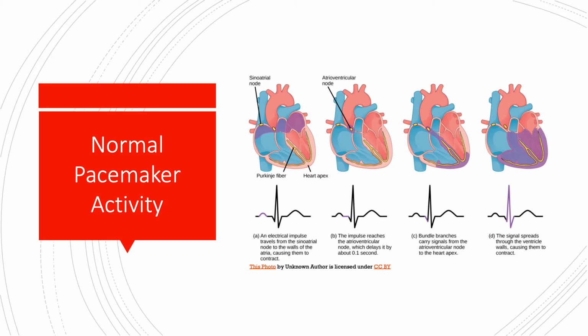You then will notice that the impulse reaches the AV node, which delays it by about 0.1 seconds, and then it continues traveling down into the bottom of the ventricles. As it gets to the bottom of the ventricles, it starts filling up the ventricles, and the signal spreads through the ventricle walls, causing them to also contract. And so that's the way a normal pacemaker activity should look.